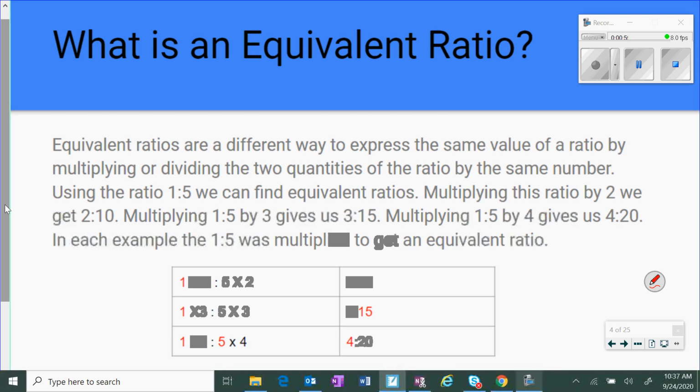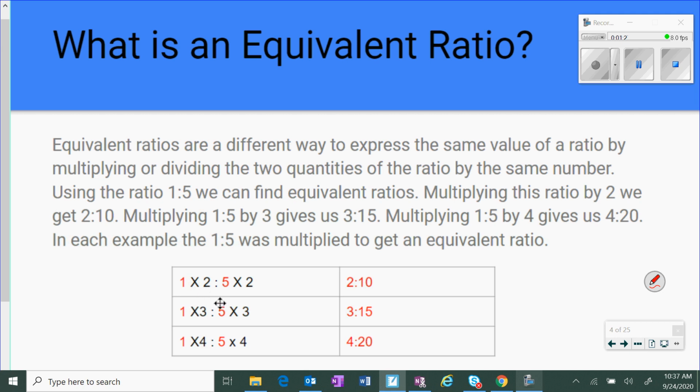Looking here on the table, you'll see that our original ratio was 1 to 5. We simplified it. Can we divide it any further than that? No. So that's the lowest we can go. To make an equivalent ratio, we take the first term, multiply it by 2, we get 2. Take the second term, multiply it by 2, we get 10. So for now we have a ratio of 2 to 10.